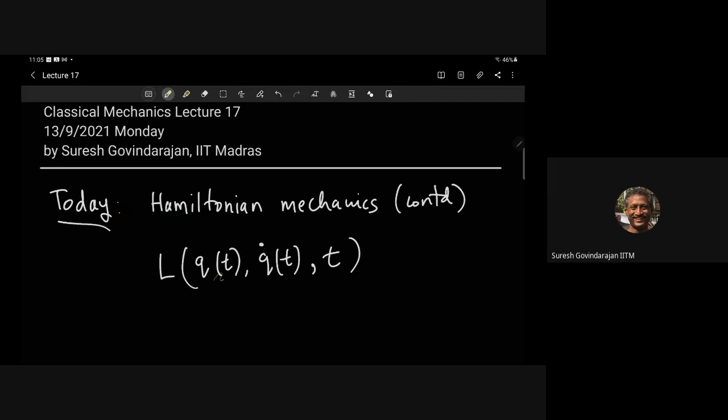The dependence which comes through these is called implicit. It's buried in the dependence. If we look at the time variation of q, it will give you the answer, right? So this is called explicit. We considered all of them.